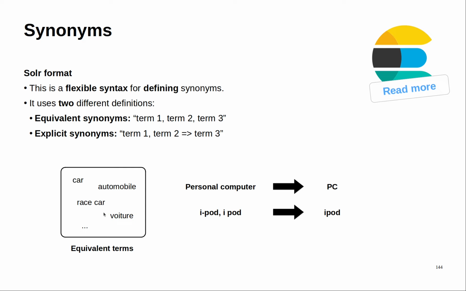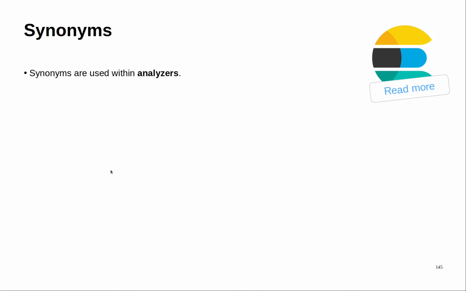It's different than the equivalent synonyms. If you have car, it's the same as automobile. If you are using voiture, you could still find documents that contain car, even though in the query you specify voiture in this example.